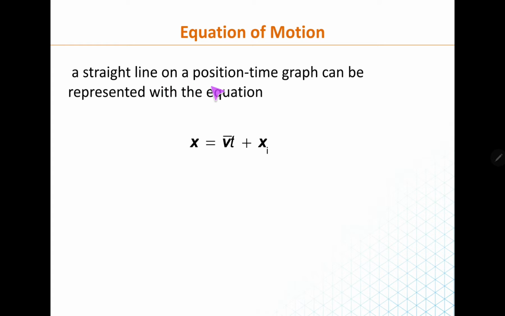A straight line on a position time graph can be represented with the equation x equal to vt plus x initial, which is x final, the final position, equal to v, which is the velocity, multiplied by the time plus x initial, which is the first position.